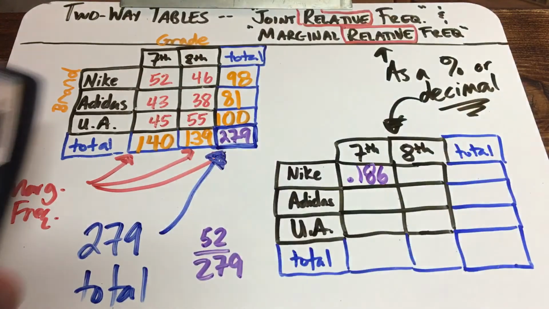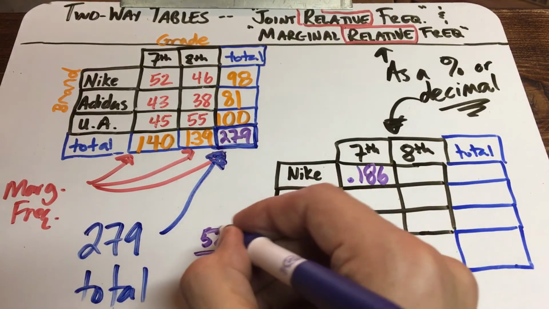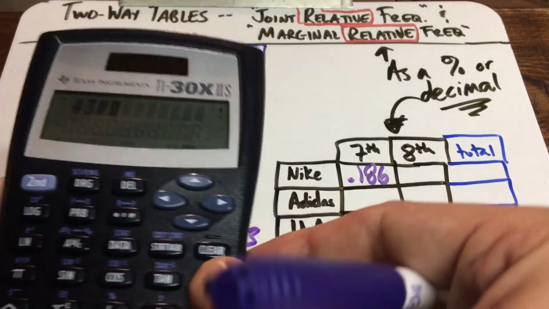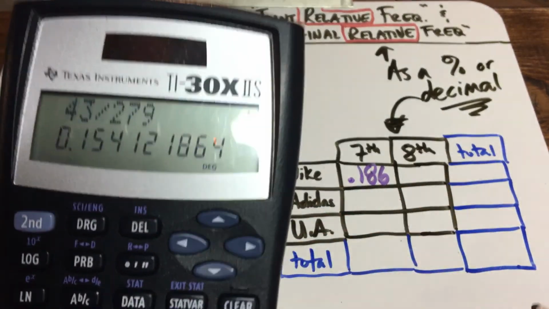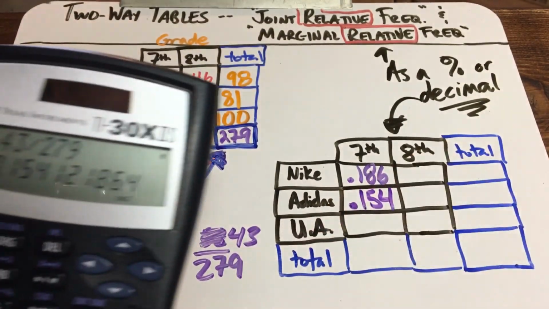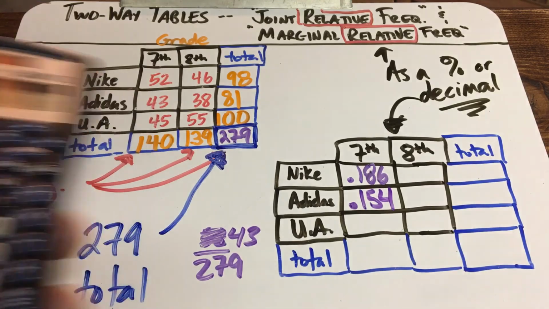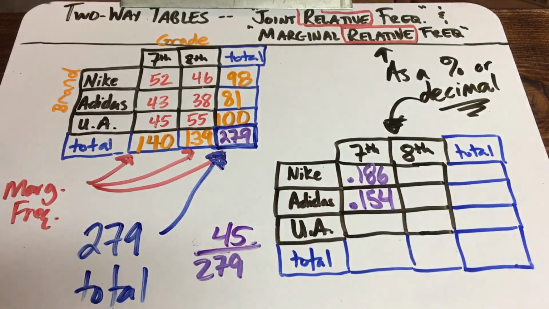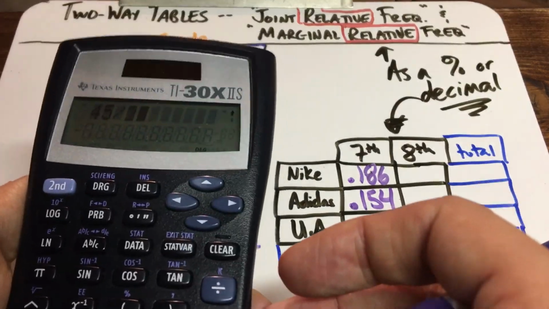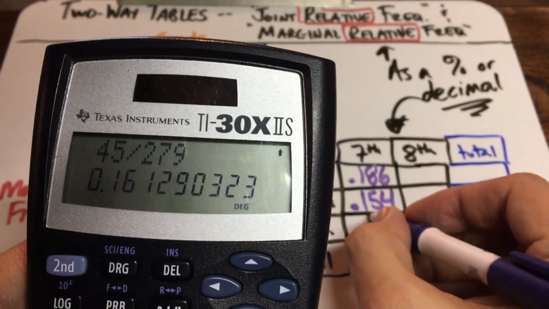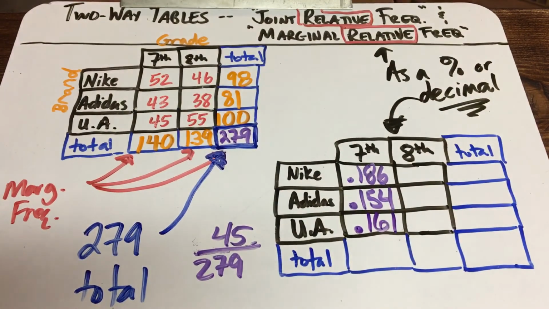For Adidas, I'm going to do 43 divided by 279, right? Adidas is going to be 43 out of 279. So 0.154. So 15.4% of our kids were 7th graders who liked Adidas. For Under Armour, I'm going to switch that 43 and make it a 45. I'm going to do 45 divided by 279. And we'll see that we get 16.1% or 0.161 of our students were 7th graders who liked Under Armour the most.